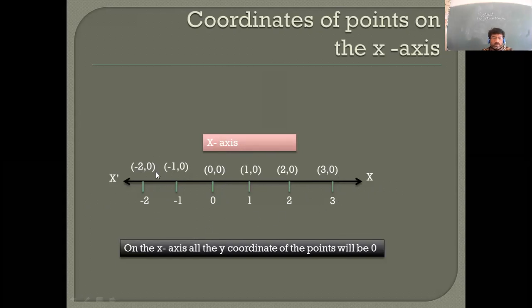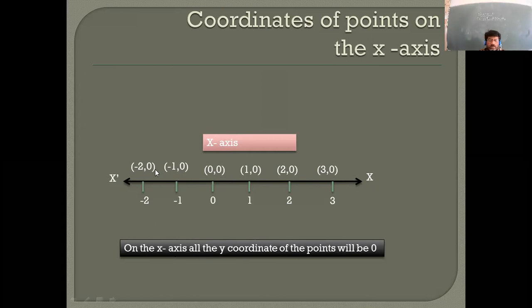So you can see one thing common: the y coordinate, or ordinate, of all the points on the x-axis will be 0. The second number will be 0. On which axis? The x-axis. On the x-axis, the y coordinate of every point will be 0. That is an important thing to note.